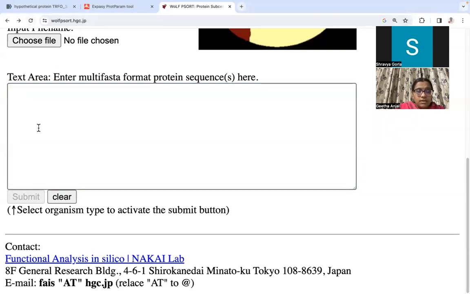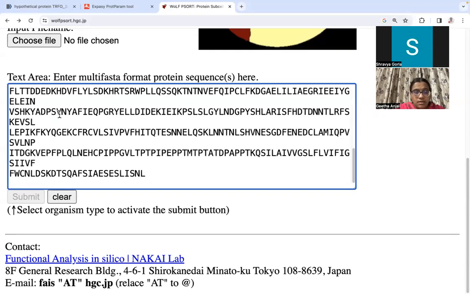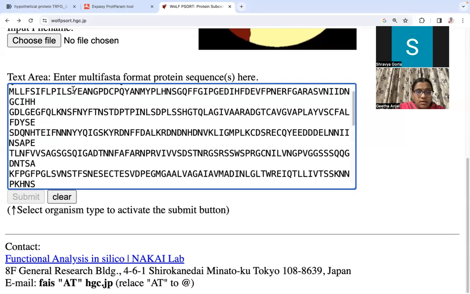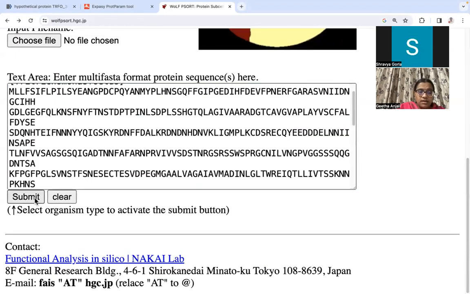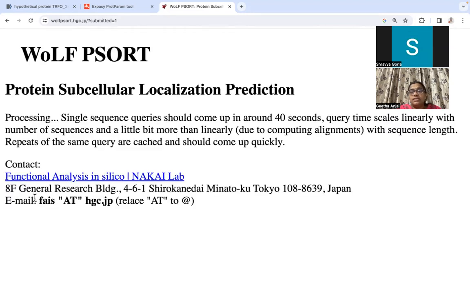Somehow this is not taking. And we have to choose animal. I have taken some other protein, and then you have to submit. It will take a few moments. So tomorrow you will have to practice downloading all 10 sequences. You have to do ExPASy, and you have to do WoLF PSORT analysis.